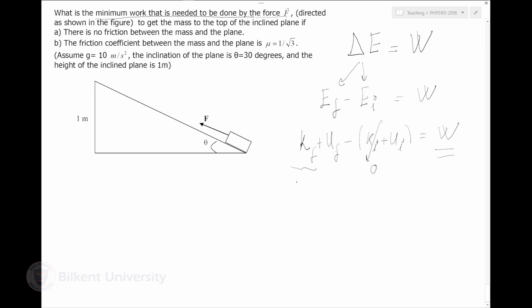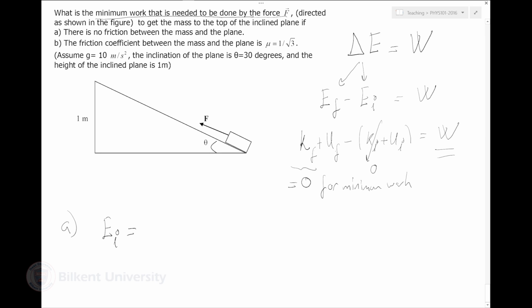So basically, this should be equal to 0 for minimum work. So we basically want this force to cancel gravitation plus the normal force so that it very slowly takes my mass from the bottom to the top. All right? So in part A, there is no friction. So what's my initial energy?